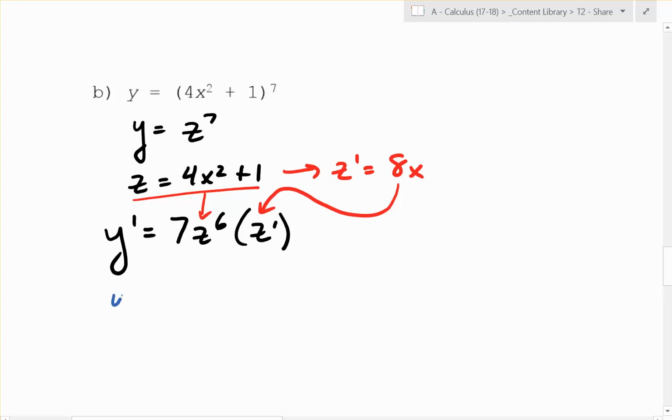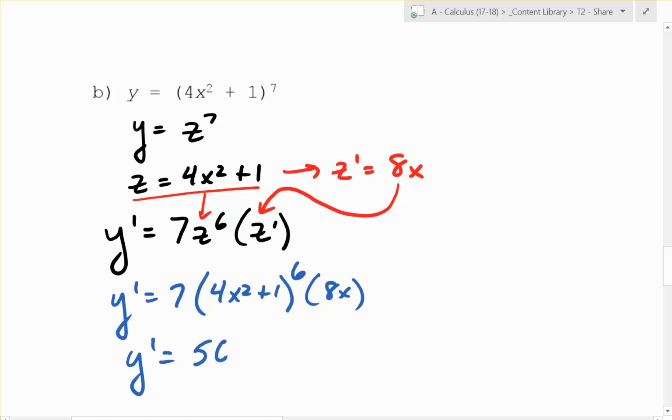So what do you end up with? Y prime is equal to 7 times (4x squared plus 1) to the 6th power, times z prime, which is 8x. You can clean it up a little bit, and you get 56x times (4x squared plus 1) to the 6th. Again, the outer function is the yellow part, so that 7 drops to the front and the exponent becomes a 6, and then you multiply by the derivative of the inside, which is 8x.